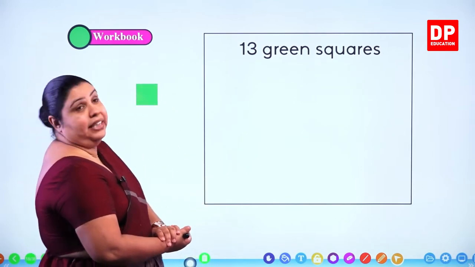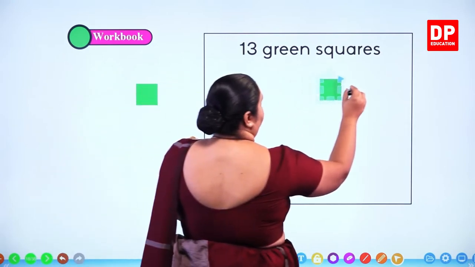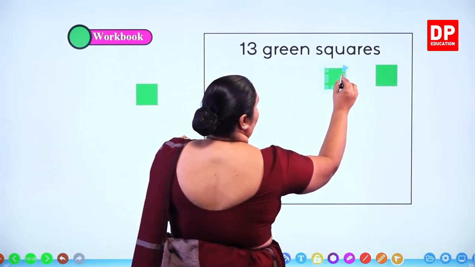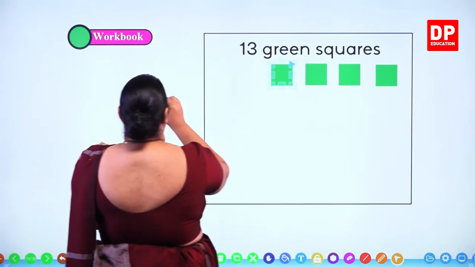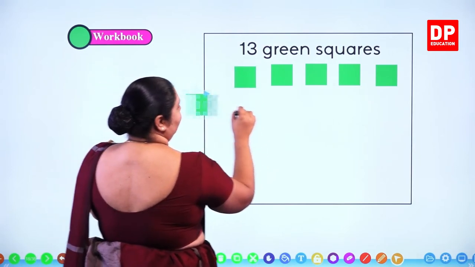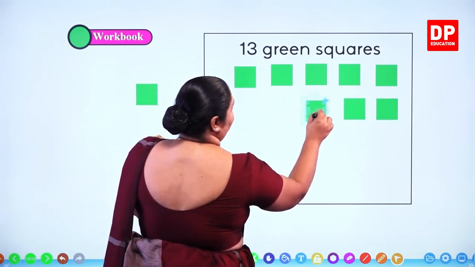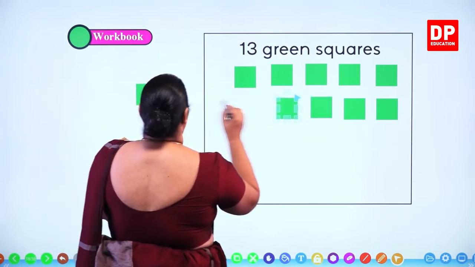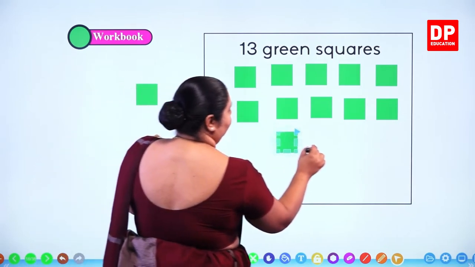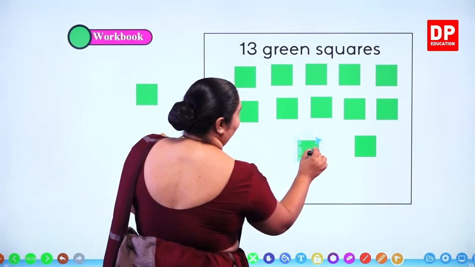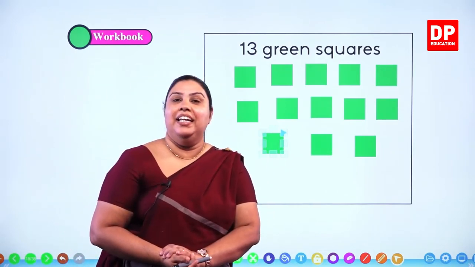ඔන්න දැන් මගේ පුතාලා teacher ගේනවා teacher ගේ 13 green squares and we are going to count. We are going to count together. Let's start. 1, 2, 3, 4, 5, 6, 7, 8, 9, 10. How many do we have to draw? 13. Now we have 10 here. 11, 12, 13. There you go. There I have my 13 green squares.